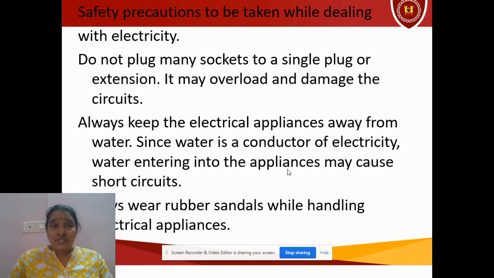Okay. Next, what are the safety precautions you can take while dealing with electricity? In a simple socket, you should not plug in too many plugs. It may overload and damage the circuit. Next, always keep your electrical appliances away from water. Even water is a good conductor of electricity. If water enters our electric circuits and appliances, it leads to short circuits. Breakage of circuits will happen, and we will even get an electric shock. Okay, and whenever we are handling electrical appliances, we should wear rubber sandals.